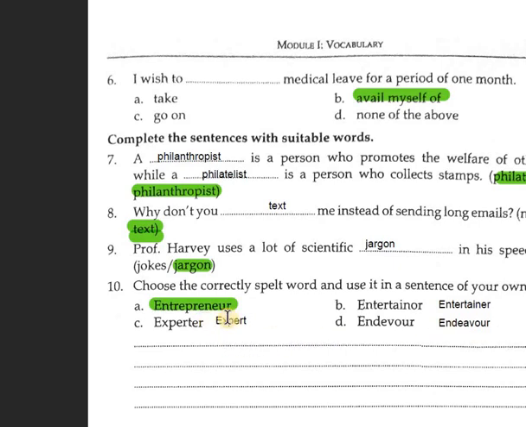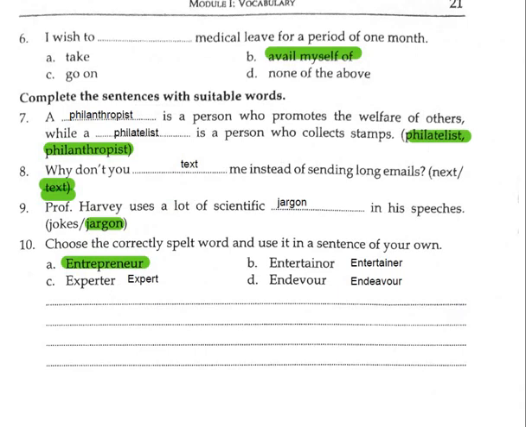Now, using the word entrepreneur, you can frame a sentence. Anil Ambani is a world famous entrepreneur. Like that, you can frame sentences. The entrepreneur hiked the salary of his factory workers. Like that, you can frame sentences using this word. But firstly, you need to know what is the correct spelling.